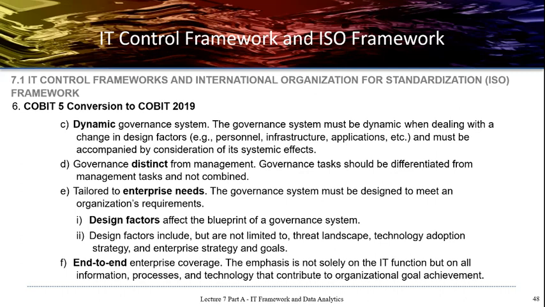Tailored to enterprise need: the governance system must be designed to meet an organization's requirements. I mean, you can't have one governance system for everything. So, board of directors and the governance. Design factors affect the blueprint of the governance system. Design factors include, but are not limited to, threat landscape, technology adoption strategy, and enterprise strategy of the board. Then end-to-end enterprise coverage. The emphasis is not solely on the IT function, but on all information processes and technology that contribute to the organization's goals.